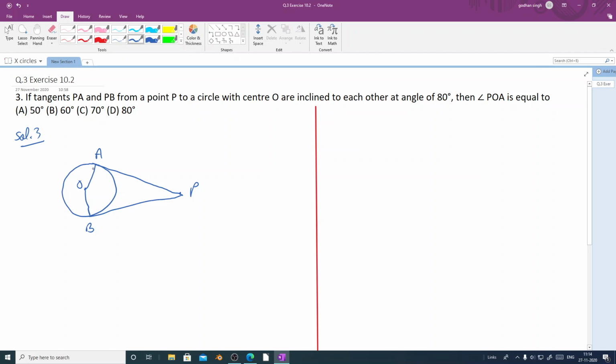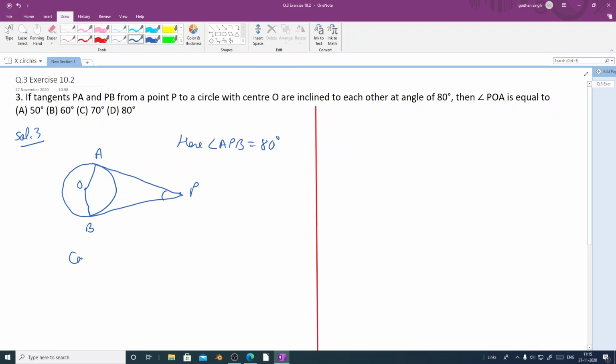So now what is given to us is that the tangents PA and PB from a point P to a circle with center O are inclined to each other at an angle of 80 degrees, that is, this is 80 degrees. Here angle APB is equal to 80 degrees. So to obtain our answer, we'll do a construction.